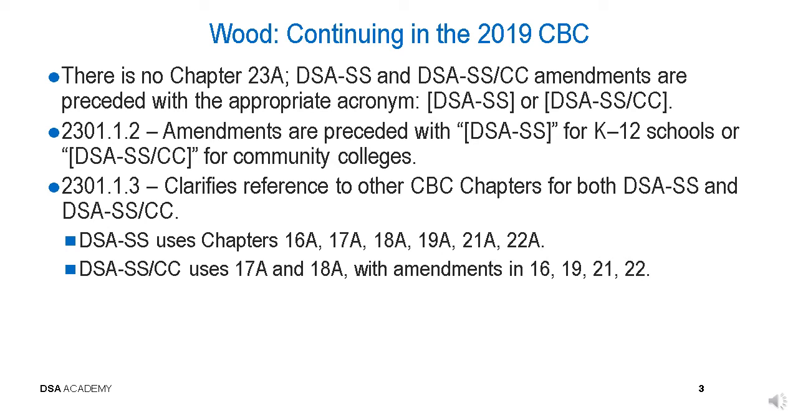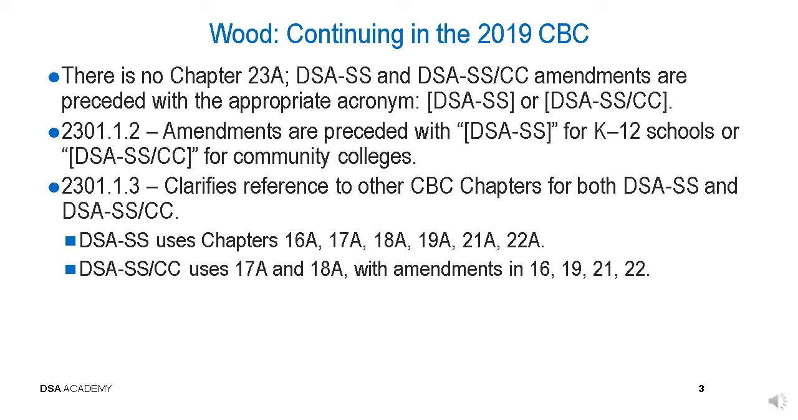For Chapter 23, there is no Chapter 23A for DSA SS or DSA SS Community College. The amendments are all going to be in Chapter 23, preceded by the appropriate acronym. 2301.1.2 amendments are preceded with DSA SS, that applies to K-12, and DSA CC is community colleges. 2301.1.3 clarifies the reference to other CBC chapters for both DSA SS and DSA SSCC.